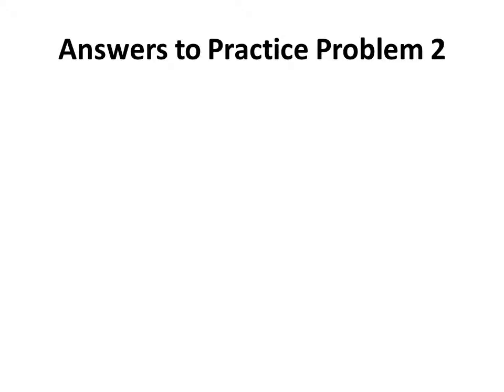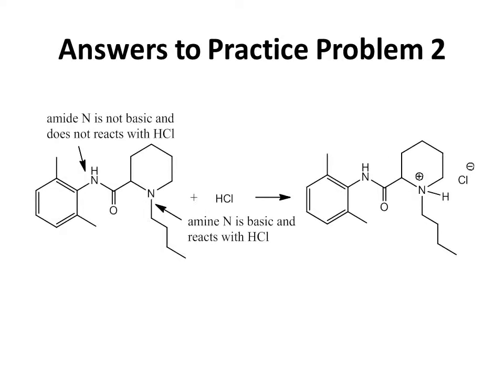Answers to practice problem 2. As you can see in the reaction, only one of the nitrogens is capable of picking up a proton from HCl, and that's the nitrogen from the amine. Amines are the only real bases among the functional groups that you've learned. The amide nitrogen is not basic and therefore does not react with HCl. So in the final product, you show a bond between the amine nitrogen and the proton, and you form a salt.